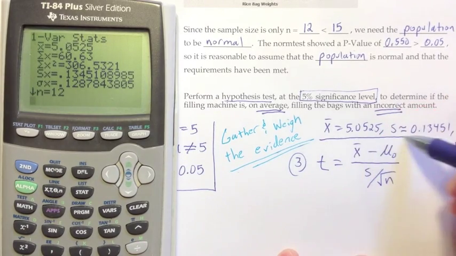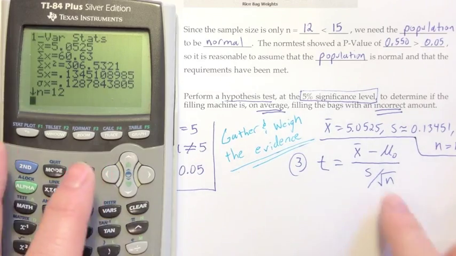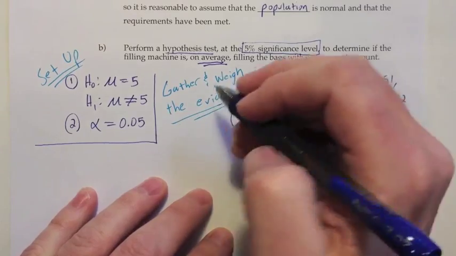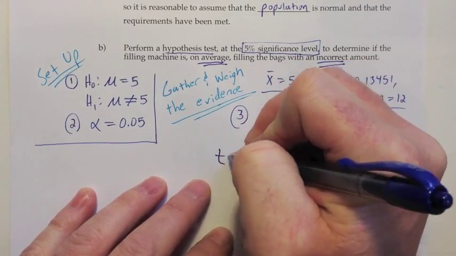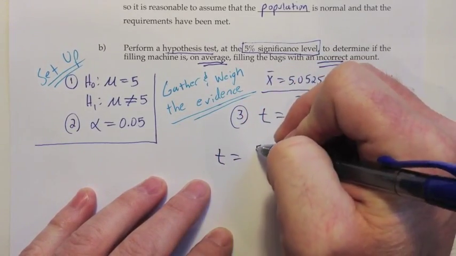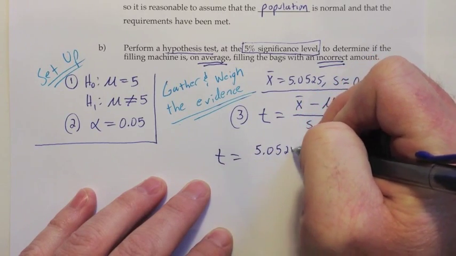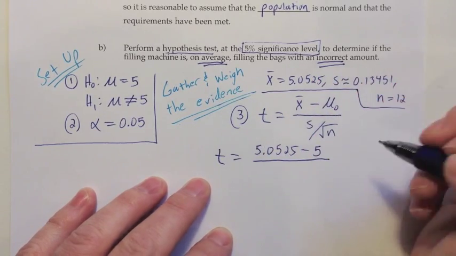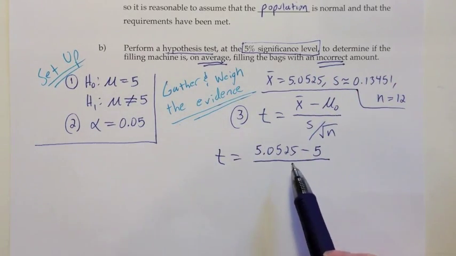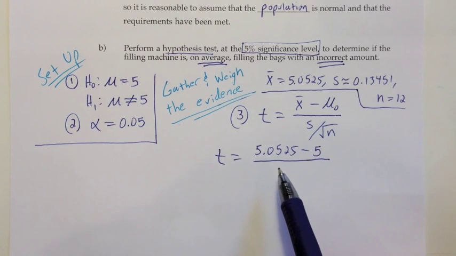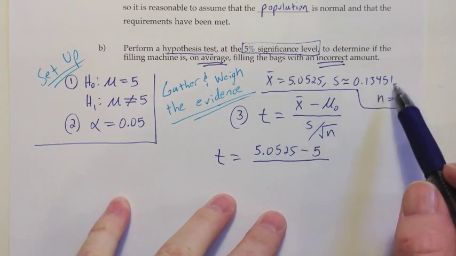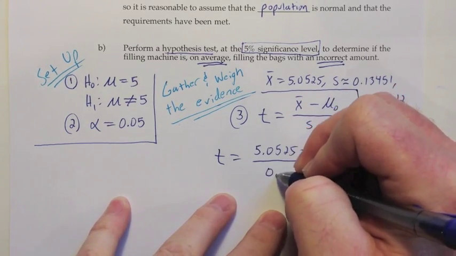So there are all the pieces we need to plug into our test statistic, so I'll go ahead and start doing that now. So my t would be my x bar, 5.0525, minus the claimed mean of 5. I always like to stop at that point and think, does that seem like a big difference? So on average, in our sample of 12 bags, we were overfilled by about 0.05 ounces. It doesn't strike me as a particularly big difference, but it really depends on the standard deviation.